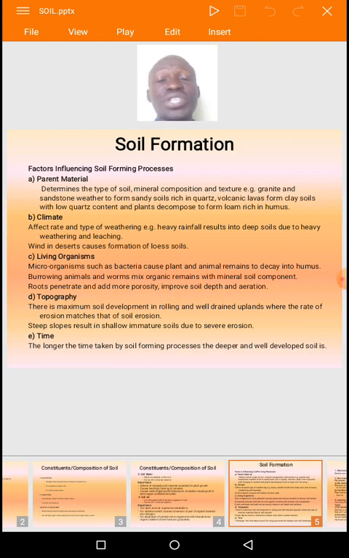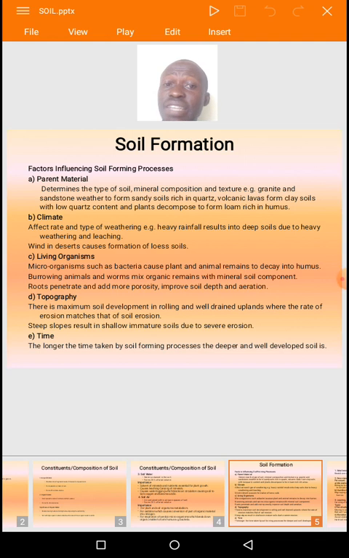Let's look at soil formation, starting with the factors influencing soil forming processes. For us to have soil, what has to be put into consideration? We're starting with the rock. The parent rock, the original rock, determines the type of soil, mineral composition, and texture. What type of soil it will be, what minerals will be there, and what its texture is going to be like will depend on the rock which was there.